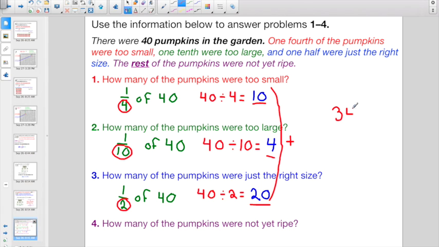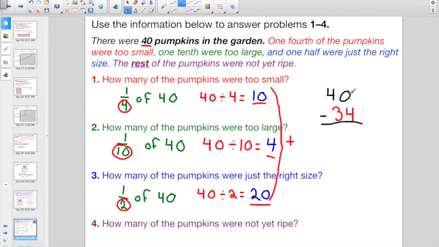How many pumpkins did I start off with? I started off with 40. I have 34 spoken for already: 10 too small, 4 too large, and 20 just the right size. And I'm starting off with a total of 40 pumpkins. So if I want to find out what the rest of them were, that would have to be a subtraction problem, right? 40 minus 34.